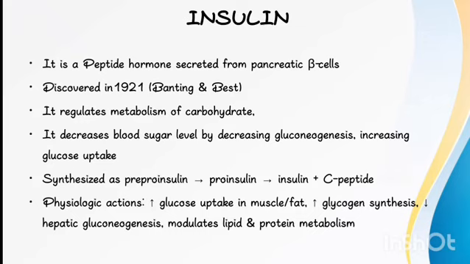In the body, insulin is synthesized as preproinsulin, which is converted into proinsulin and finally into active insulin along with C-peptide. Insulin physiologically increases the glucose uptake in muscles and fat, increases glycogen synthesis, and decreases hepatic gluconeogenesis.